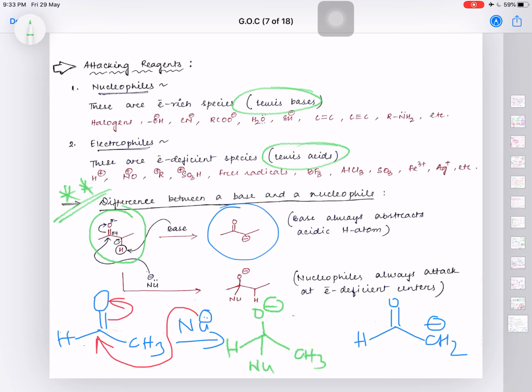A base always abstracts an acidic hydrogen, whereas a nucleophile attacks an electron deficient center. This concept is very very important. And in GOC you have so many small topics. Just try to solve as many questions as you can from this GOC part. I have also provided you with an assignment, so try to solve it and go through the materials that I have given you. I think that will be enough for solving the questions in your exams.